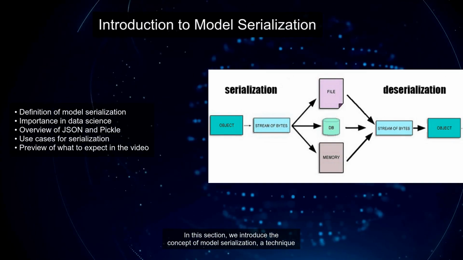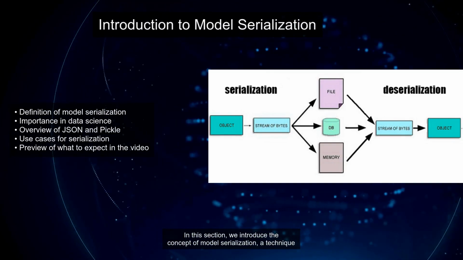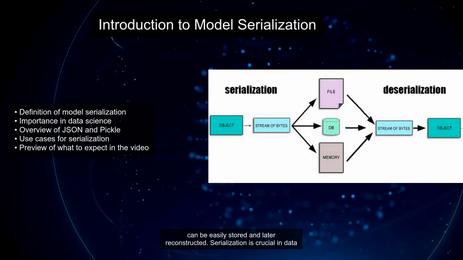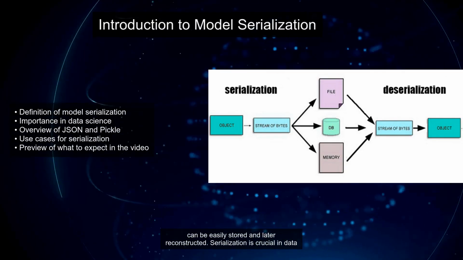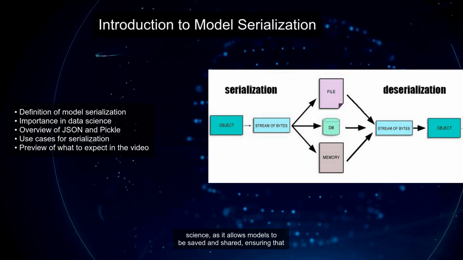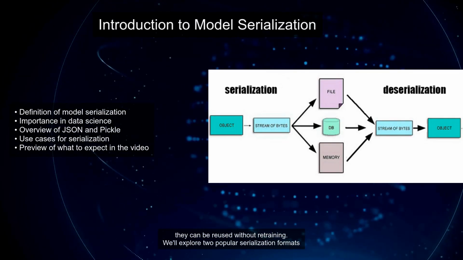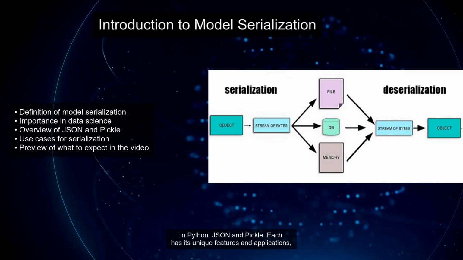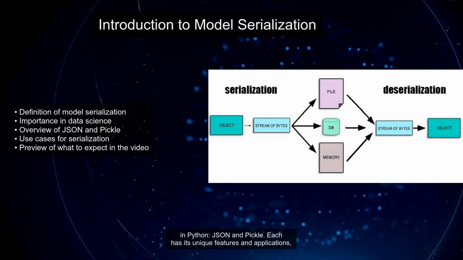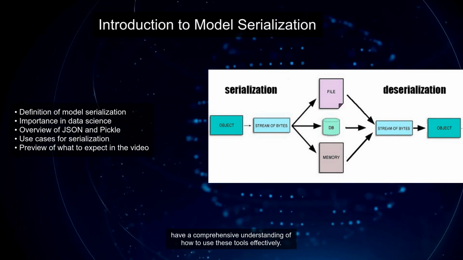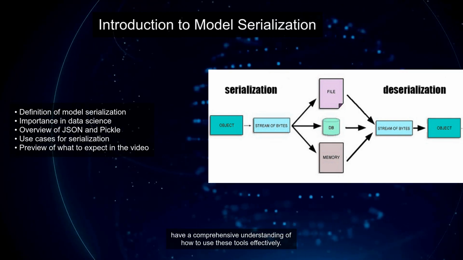In this section, we introduce the concept of model serialization, a technique used to convert a trained machine learning model into a format that can be easily stored and later reconstructed. Serialization is crucial in data science, as it allows models to be saved and shared, ensuring that they can be reused without retraining. We'll explore two popular serialization formats in Python, JSON and Pickle. Each has its unique features and applications, which we'll cover in detail. By the end of this video, you'll have a comprehensive understanding of how to use these tools effectively.